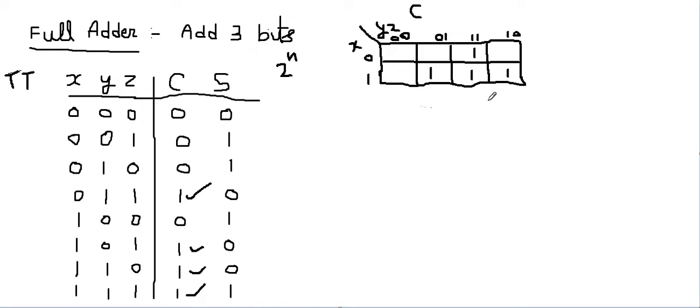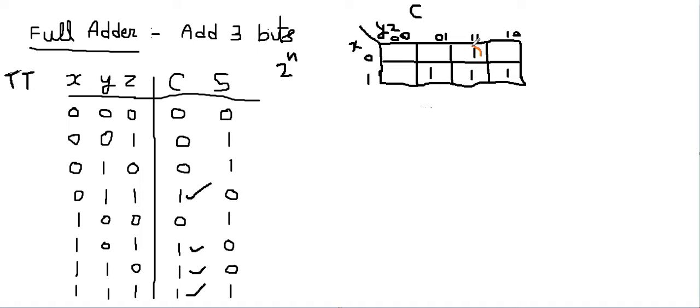Then can we make a group of 4 ones? No, it's not possible, because these 3 cells are adjacent together, but here we don't have the 1, or here we don't have the 1. So we cannot make a group of 4. Then can we make a group of 2 cells together? Yes, it's possible, and these are the groups that we can form.